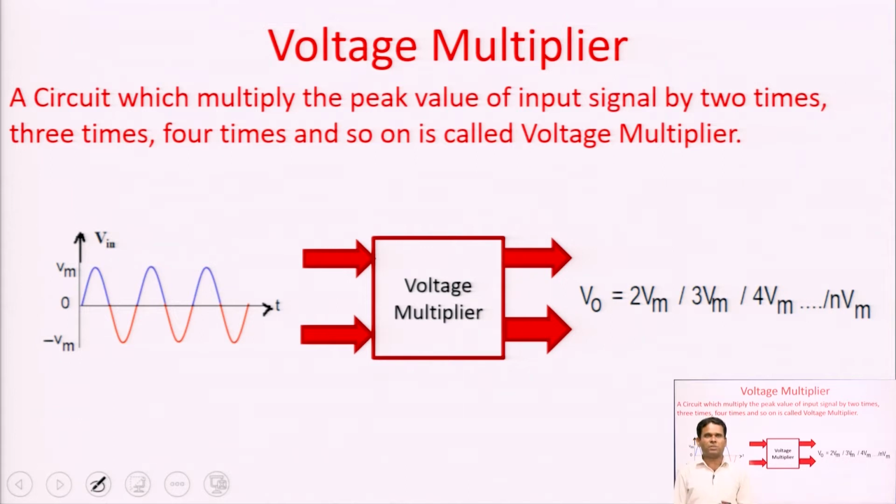Already we have discussed the charging of a capacitor in the previous application, that is the clamper, because the diode in combination with the capacitor is also known as a peak detector. Once the diode is in forward bias, the capacitor gets charged till voltage Vm.